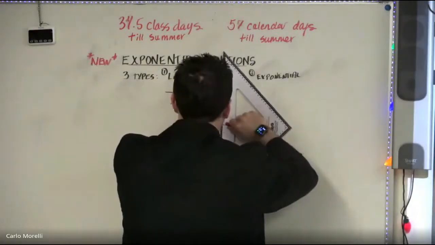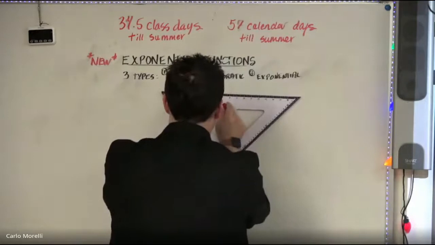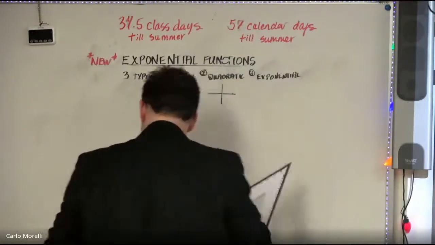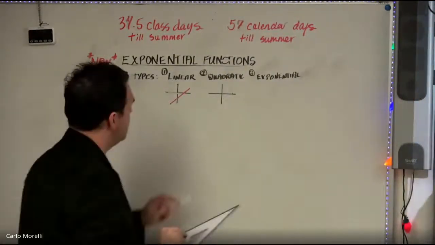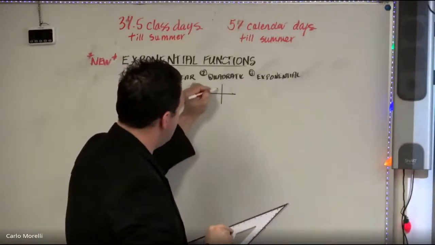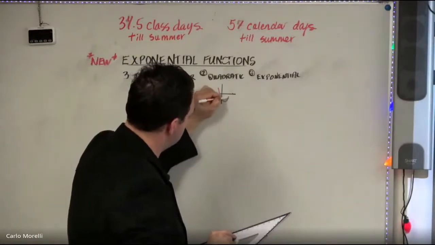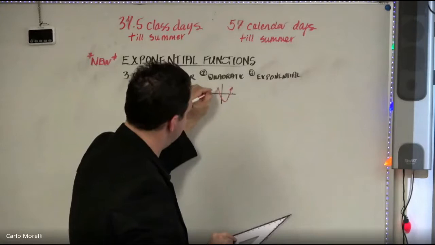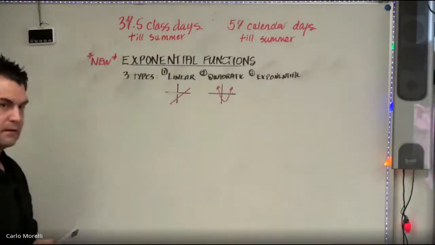Quadratic functions look like this when they're graphed. This would be the hoop, like that. Okay.